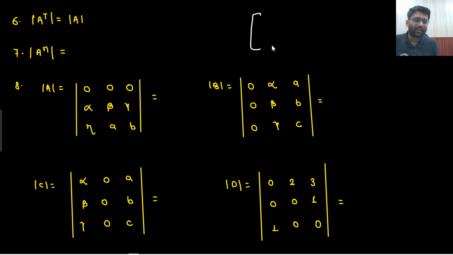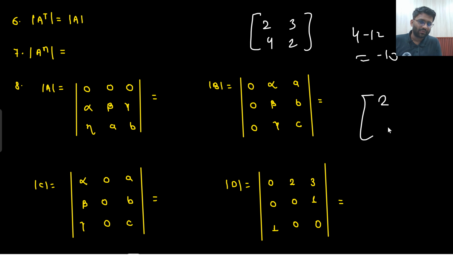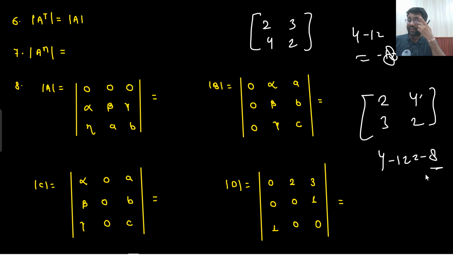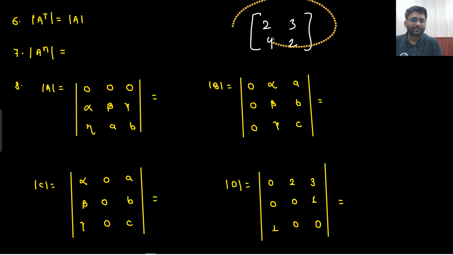Take any matrix, okay? Any random matrix you take, 3, 4, 4, 2. What will be the determinant value? 4 minus 12. What will be the answer? Minus 8. Now you take the transpose. 2, 3, 4, 2. What will be the determinant value? 2 into 2, 4. 4 into 3, minus 12 only. This is minus 8 and this is also minus 8. Okay, so you can verify that determinant of A transpose is nothing but determinant of A only.